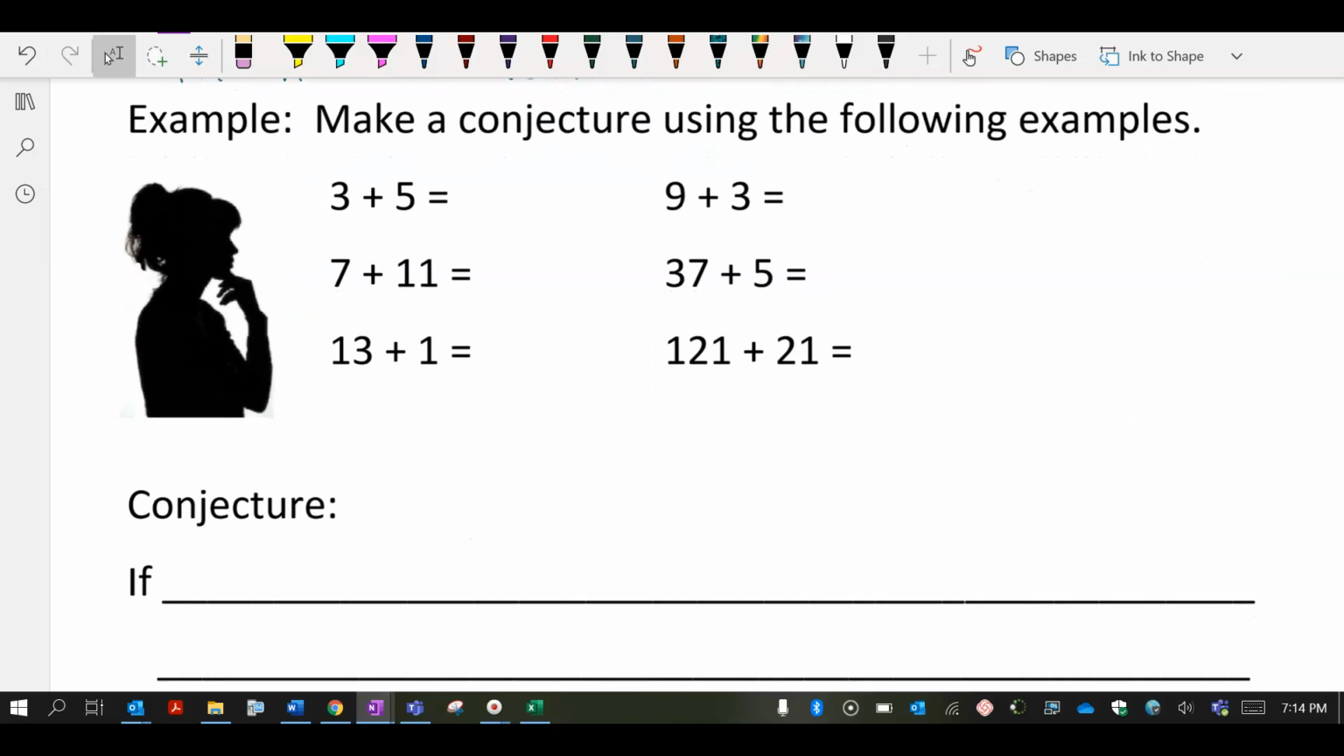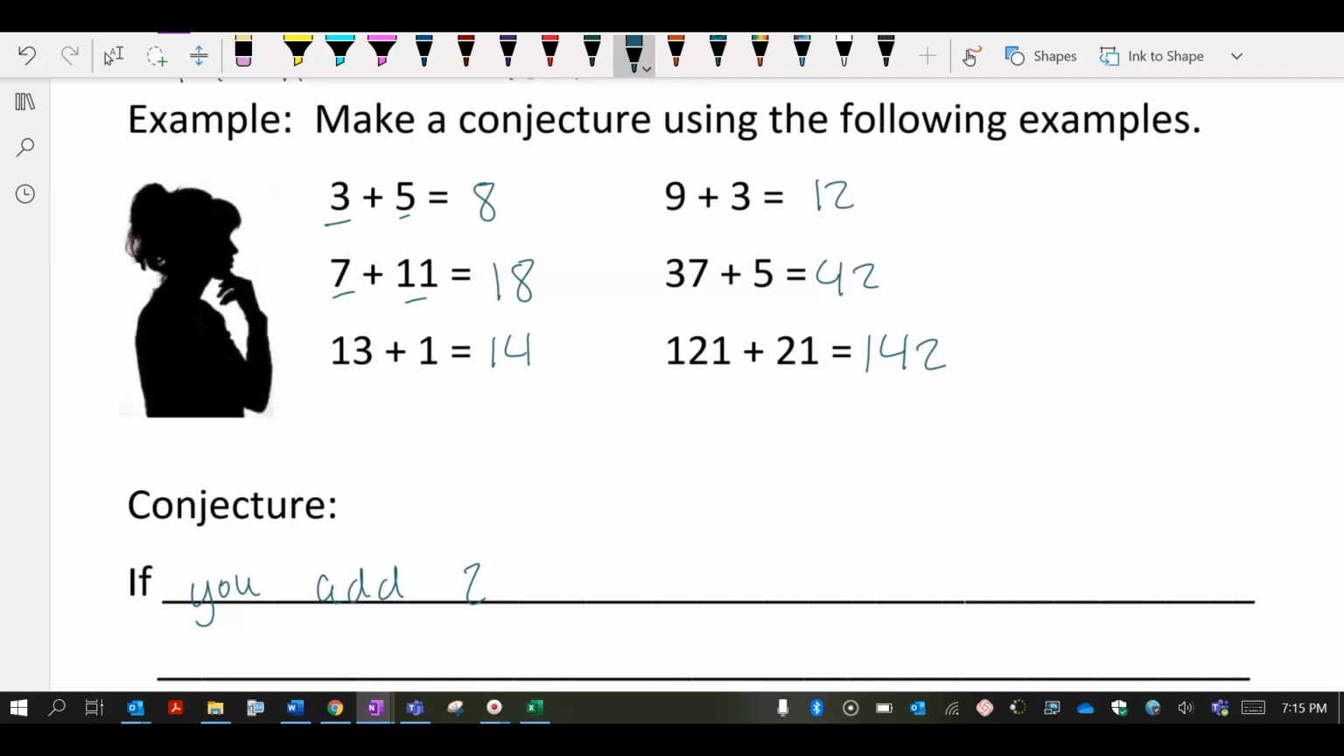So it says, make a conjecture. As we're looking here, 3 plus 5 is 8, 7 plus 11, we get 18, 14, 12, 42, 142. Okay, so taking a look here, we're adding everything. So if we're adding two numbers, right, because we're adding two numbers, and as we're looking here, all of these are odd numbers, 3, 5, 7, 11, 13, 1.